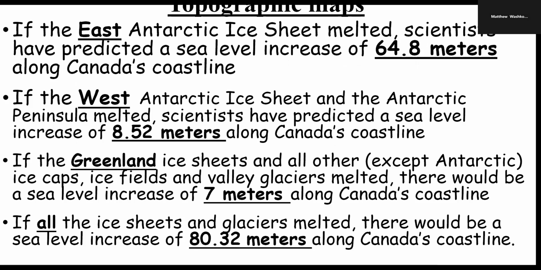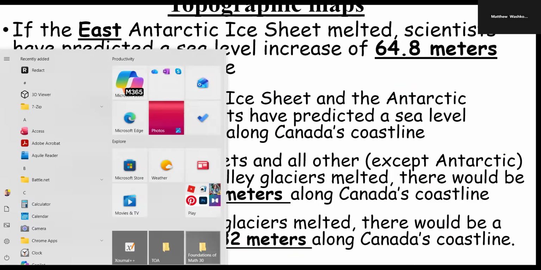So here's where we're kind of at right now. These are generally the numbers that are output. There's a bunch of different ice sheets in the world. If the East Antarctica ice sheet melted, there's about a 65 meter, and do write this down, 65 meter increase to Canada's coastline. If the west one melts, it's 8.5 meters. If Greenland's melts, and all the other ice caps in the world except for Antarctica, it's about 7 meters. So we combine these: 65 plus 8.5 plus 7, we're at an 80 meter increase in our coastline. An 80 meter increase.